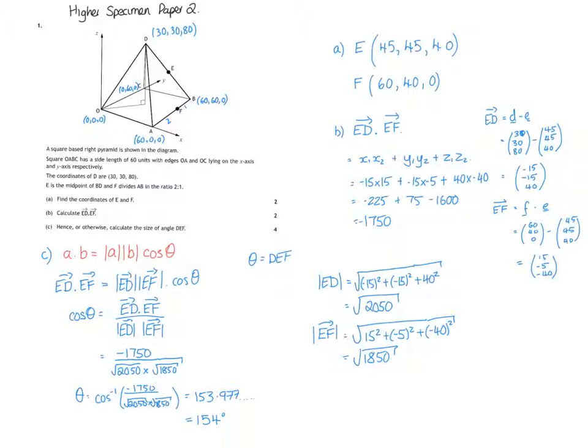Okay, so this question, the marks you get: 1 for E, 1 for F. You get a point for finding the vectors ED and EF, and then you get 1 for the correct calculation of the scalar product. You get a mark for knowing to use the angle DEF, and using the formula. You get 1 for finding the magnitude of ED, 1 for finding the magnitude of EF, and then 1 for your final answer there. So that's a big question worth 8 marks.